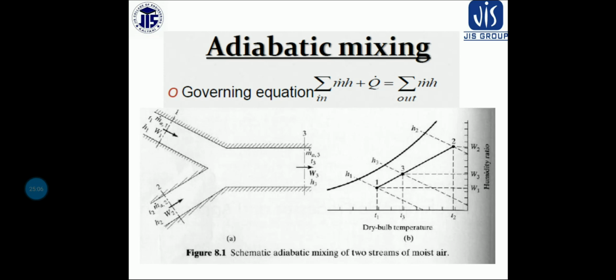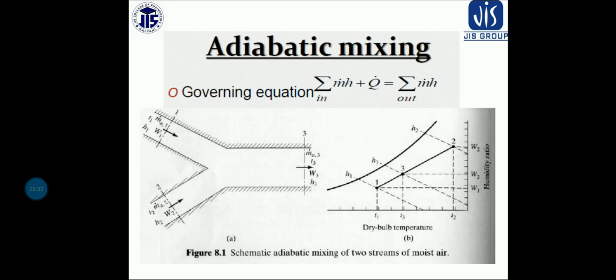And there is another formula we can derive from the psychrometric chart, that is M1 by M2 is equal to H3 minus H2 by H1 minus H3, or M1 by M2 is equal to W3 minus W2 by W1 minus W3. Where H is the enthalpy, and W is the specific humidity.